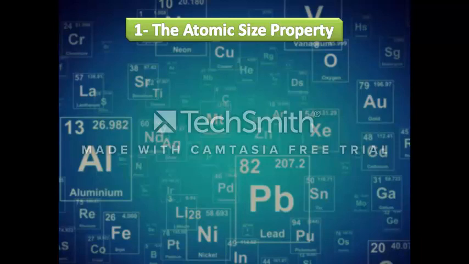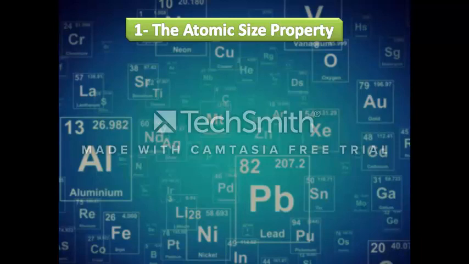In this lesson, we will study the graduation of some properties of the elements in periods and groups A in the periodic table and the relation between these properties and the electronic configuration of elements, such as atomic size, electronegativity, metallic and non-metallic properties.